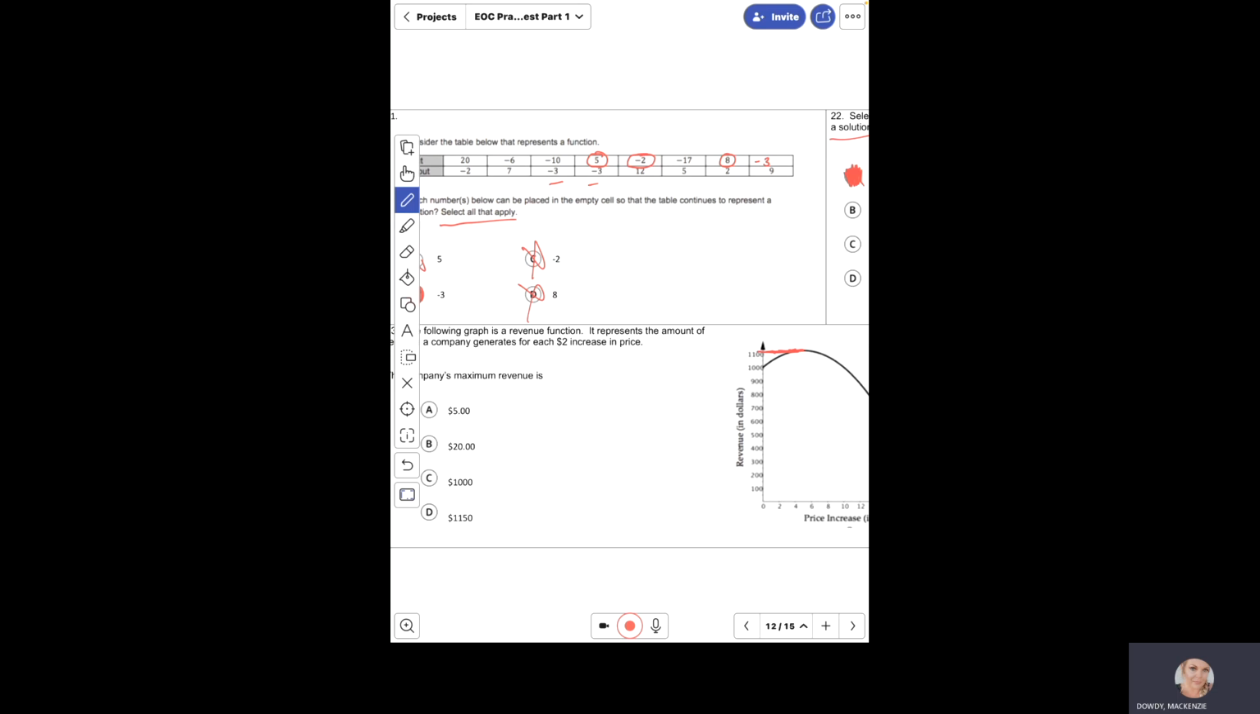Okay, it's not 1,000. 1,000 is where they start the graph and it goes up. It's not 5. When they're talking about $5, they're talking about the price increase down here. So that's not it. What you could say is at $5, they reach their maximum revenue. It's not 20, it's not 1,000. Your answer is D, 1150. It's the only one that's just slightly more than 1100.